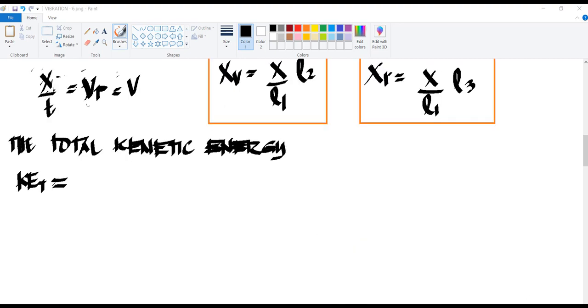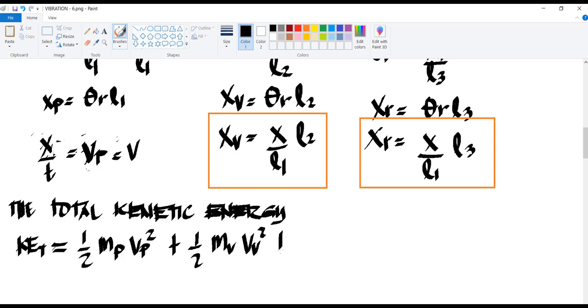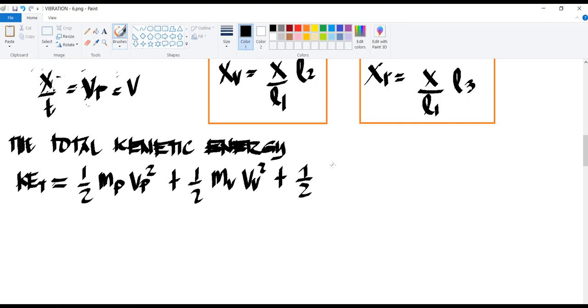Now the total kinetic energy of the system is equal to 1/2 mass of the push rod, velocity of the push rod squared, plus 1/2 mass of the bulb, velocity of the bulb squared, then plus the rocker arm, that will be 1/2 moment of inertia of the rocker arm, then the angular velocity of the rocker arm squared, plus 1/2 mass of the rocker arm, sorry, then velocity of the rocker arm squared. So that will be the total kinetic energy.